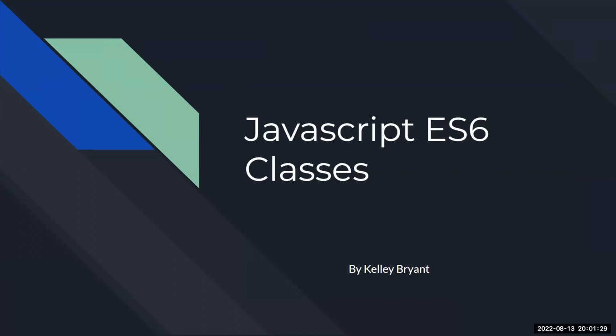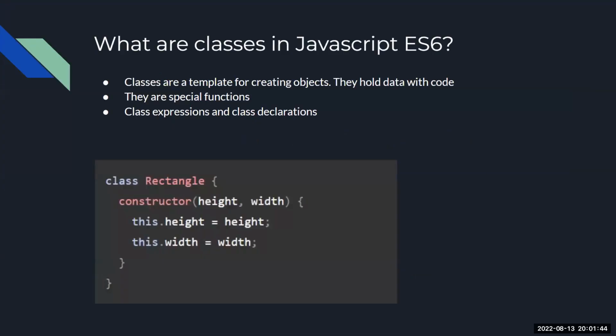So today we will be covering JavaScript in ES6, which is one of the later iterations of JavaScript, specifically touching on classes. So the first thing is, what are classes in JavaScript ES6? So classes are a template for creating objects. They hold data with code, and they are special functions.